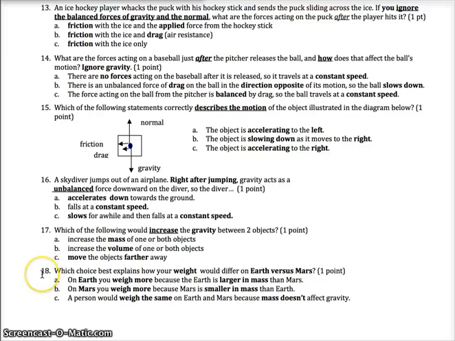18. Which choice best explains how your weight would differ on Earth versus Mars? So, why would your weight differ on Earth versus Mars? Just a little bit of a hint, Mars is smaller than Earth. So A, on Earth, you weigh more because Earth is larger in mass than Mars. B, on Mars, you weigh more because Mars is smaller than Earth. Or C, a person would weigh the same on Earth and Mars because mass doesn't affect gravity.